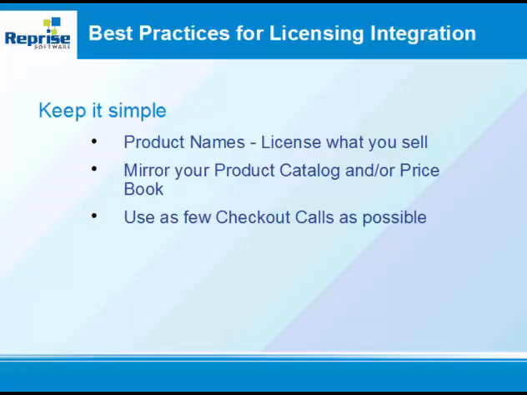A good rule of thumb is to use distinct licenses for things that you charge extra money for, or for features that can work independently from each other. Fewer checkouts per product are generally better from an end-user standpoint.